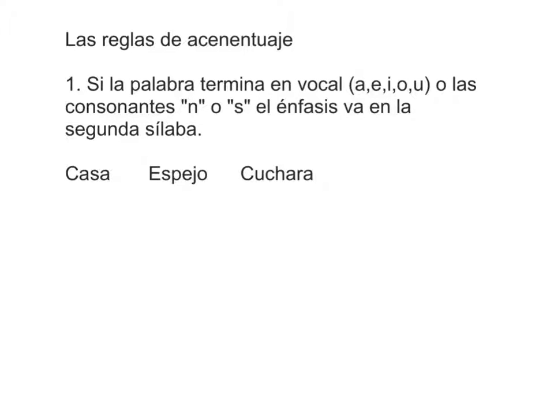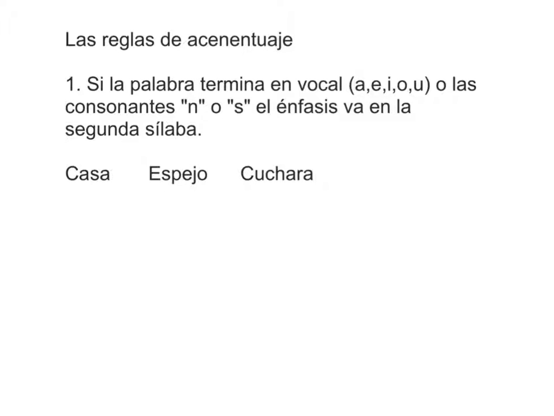All right, everybody, we're going to be discussing the rules of accent in Spanish. We have three rules. So La Regla de Acentuar had three rules to determine where the accents go and how you pronounce words in Spanish. So the first rule, si la palabra termina en vocal, A, E, I, O, U, o las consonantes N o S, el énfasis va en la segunda sílaba.